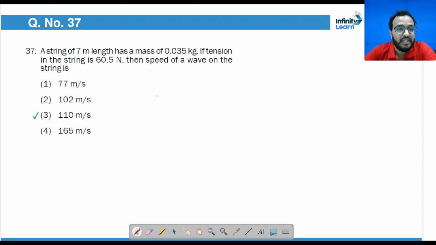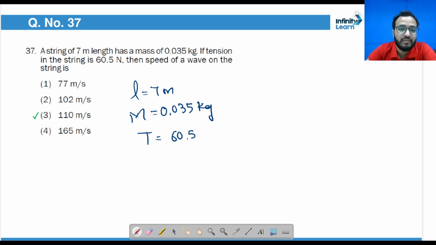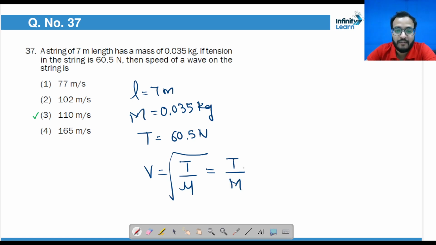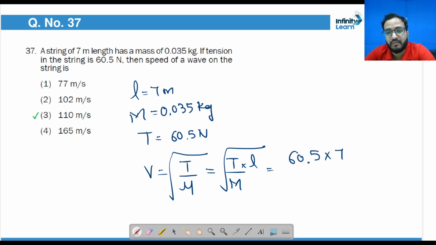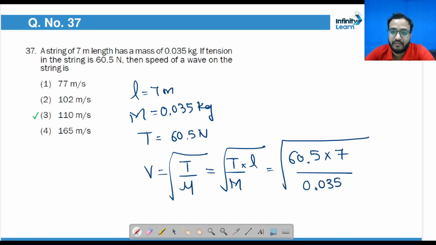Now a string is given. So length is given 7 meter. Mass is given, 0.035 kg. Tension is also given. So what else you need? Formula is very simple. T by root over mu. What is mu? Mass per unit length. Put the values, get the answer, right? Just put it. 60.5 into 7 upon 0.035, right? Put it, get your answer, okay?